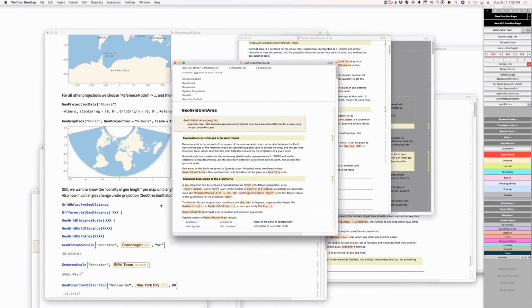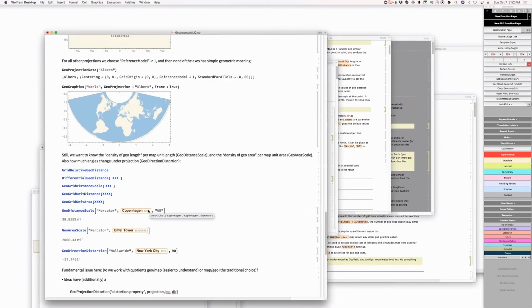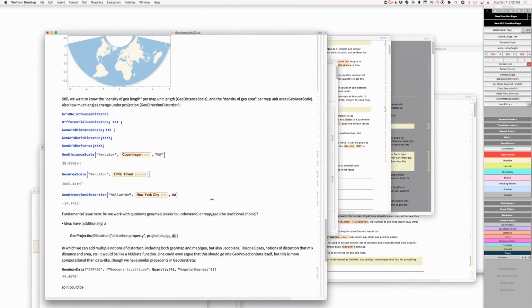And then there is a third one. Okay, what is it? Yes, which is the direction. So the three things we are always worried about are distance, area, and direction. I was calling it geodirection distortion, but now it has to be geogrid unit. It's not unit. It's not unit anything. Right. We could call it geogrid direction difference. Yes, that's right, geogrid direction difference.